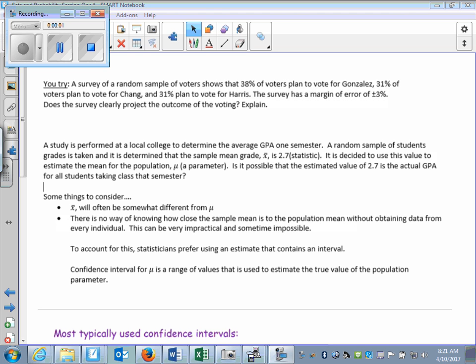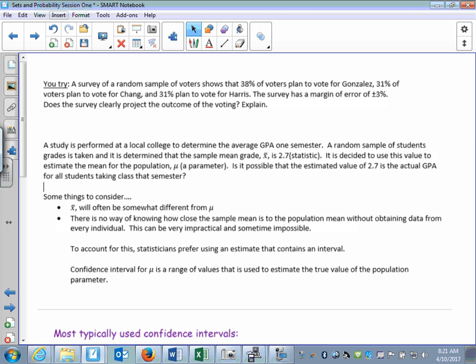Hi, this is Mr. Mac back again. We come to a place in the notes where you're supposed to try one. So at this particular point, pause the video and read the "You Try" and give it a try.